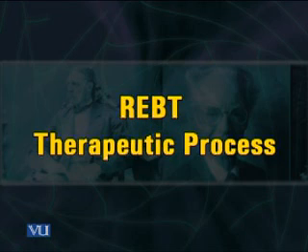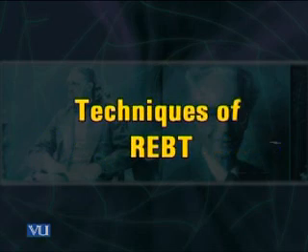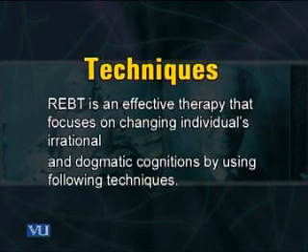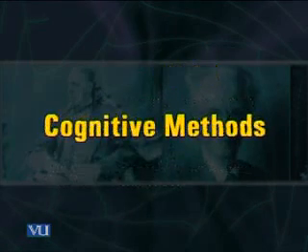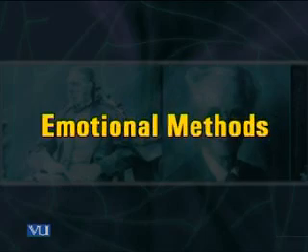And the most important thing is to always replace irrationality with rationality, the illogical basis of your thinking with a logical basis of thinking, and always use cognitive, emotional and behavioral techniques to help an individual who is suffering from irrational beliefs, irrationality or superstitious thinking. Techniques of REBT. REBT is an effective therapy that focuses on changing individuals' irrational and dogmatic cognitions by using techniques which are of 3 types: cognitive methods, behavioral methods, emotional methods.